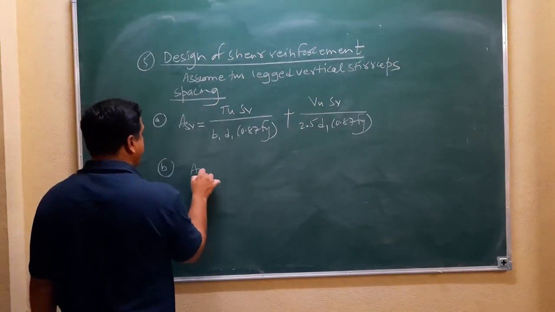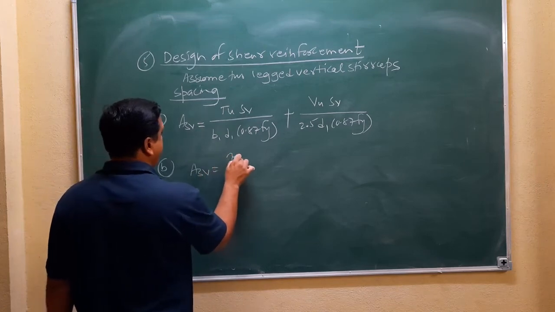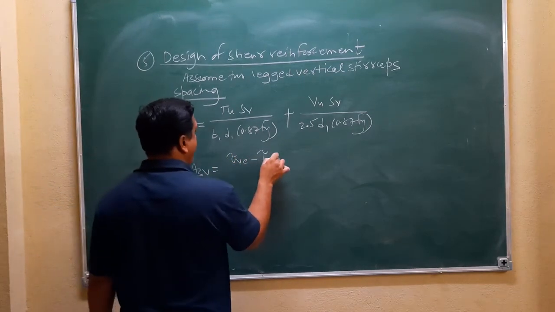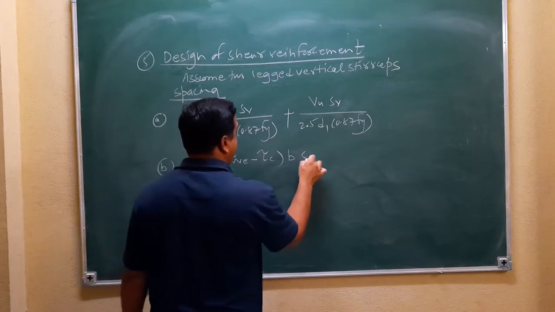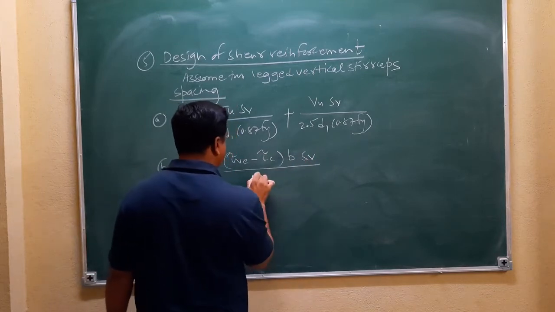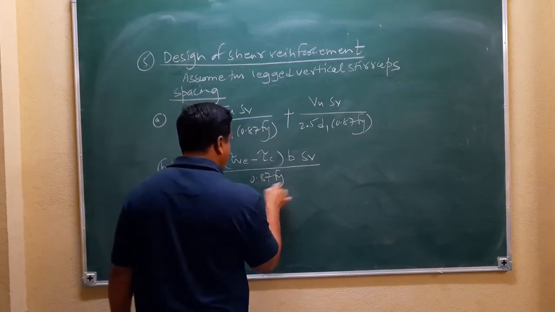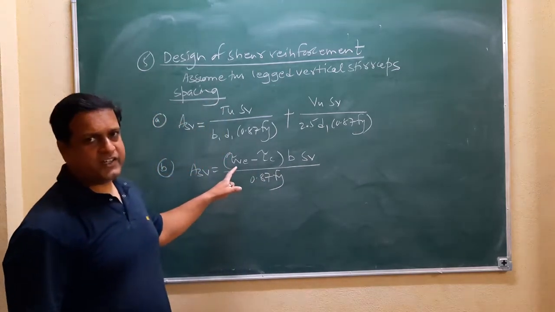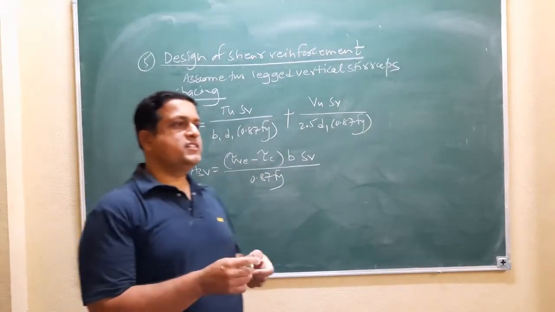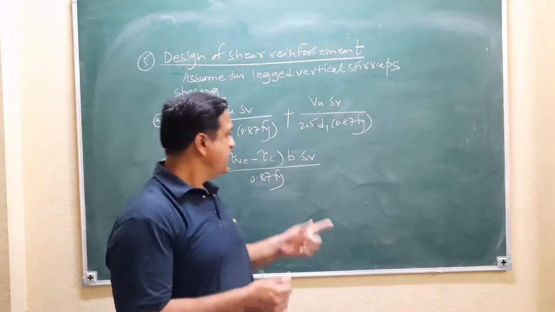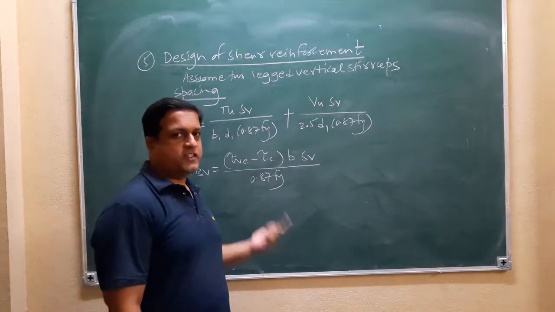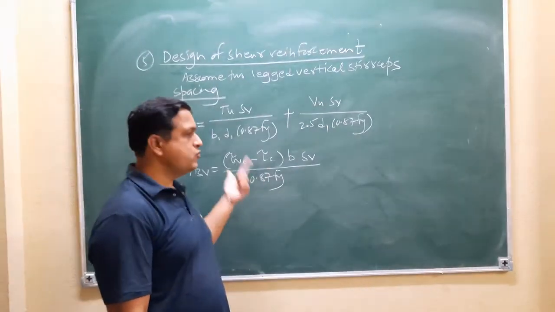Second formula is ASP is equal to tau VE minus tau C, B into SV divided by 0.87 Fy, equivalent shear stress minus permissible shear stress in concrete. SV is the spacing of the stirrups. Find out the value from these two formulas.